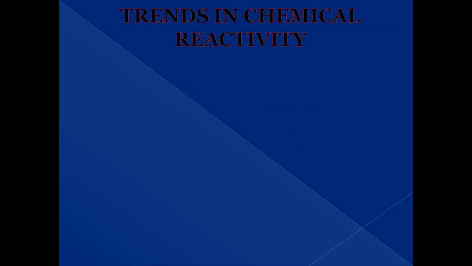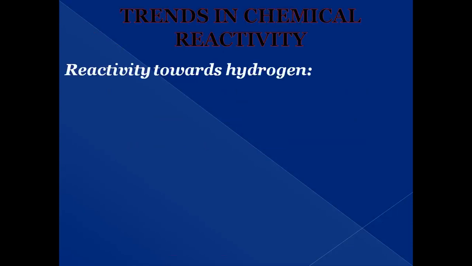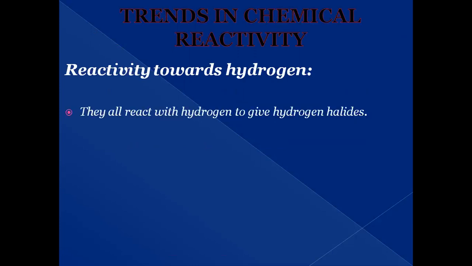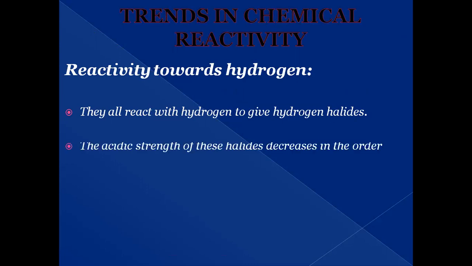Coming to the next, that is the trends in chemical reactivity. We'll be taking 2 chemical reactions. The first one is reactivity towards hydrogen. So how does it react towards hydrogen? They all react with hydrogen to give hydrogen halides, HX, like HF, HCl, HI, HBr. The acidic strength of these halides decreases in the order: if you see the acidic strength, HI will be the most acidic and HF will be the least acidic.